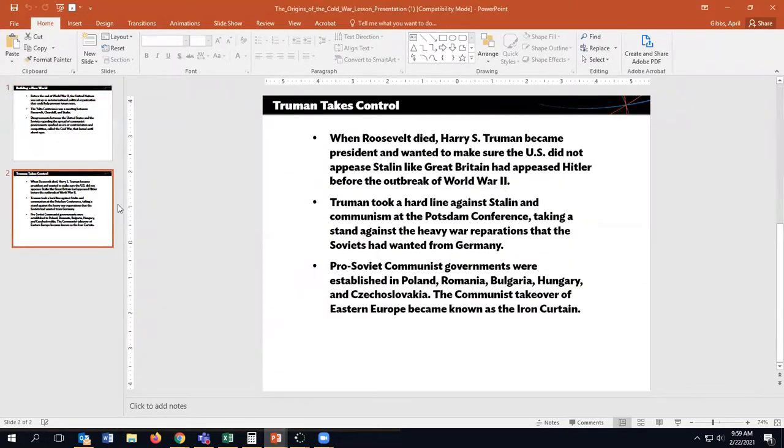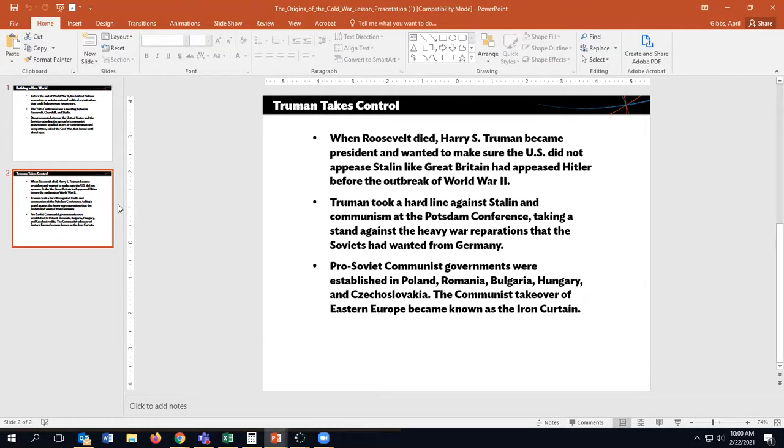So when Roosevelt died, Harry S. Truman became president and wanted to make sure the U.S. did not appease Stalin like Great Britain had appeased Hitler before the outbreak of World War II. Truman took a hard line against Stalin and communism at the Potsdam Conference, taking a stand against the heavy war reparations that the Soviets had wanted from Germany. Remember, reparations are the monies that losing countries pay winning countries for wars.